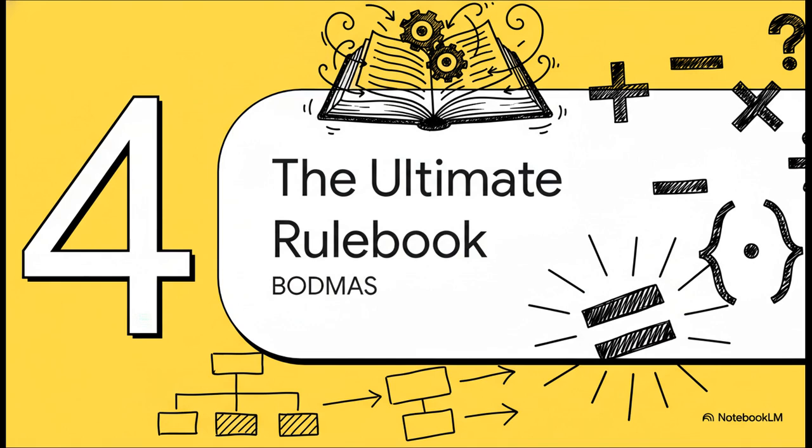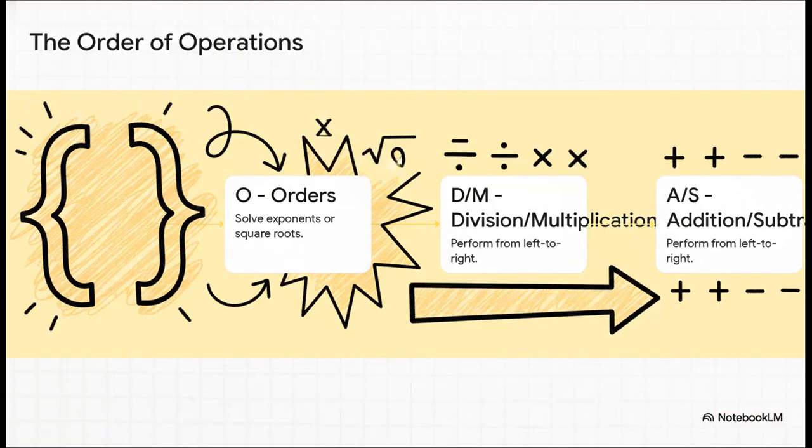All right, we've got our numbers, we've got our operations. Now it's time for the main event. This is the single most important rule that ties everything together and lets us solve those complex, multi-step problems. Welcome to BODMAS. BODMAS is basically an instruction manual that gives us the exact order to follow. First, you solve anything inside brackets. Then you handle any orders, which means things like exponents or square roots.